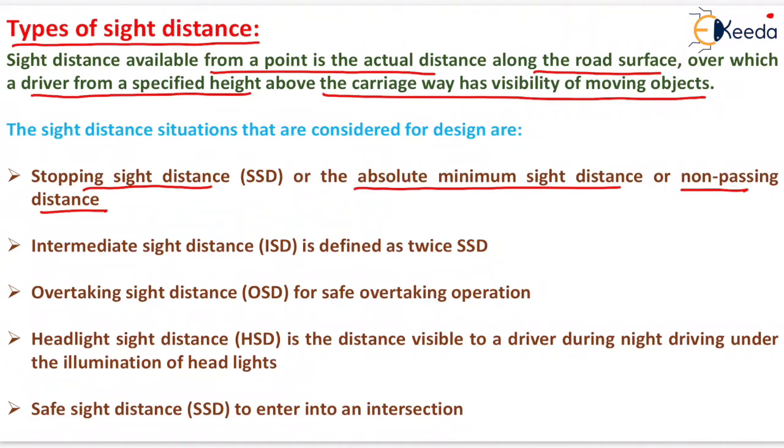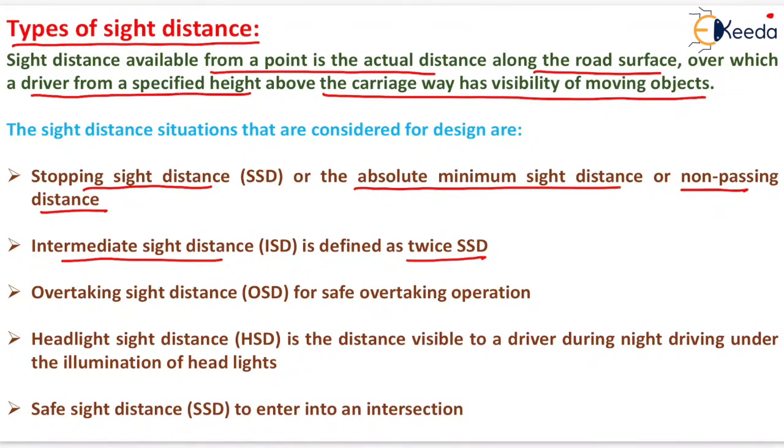Now, next is the intermediate sight distance, which is generally provided when it is impossible to provide the overtaking sight distance, and it is generally 2 times the stopping sight distance. Now the next one is the overtaking sight distance, which is generally used for safe and efficient overtaking operations along a particular road.